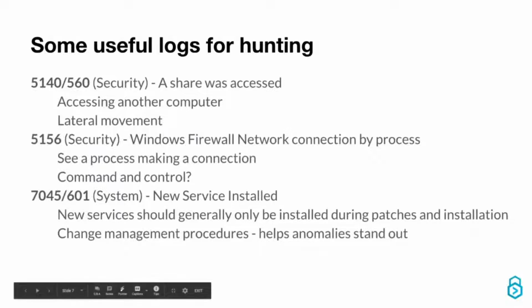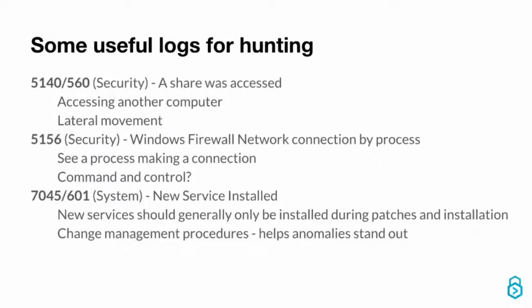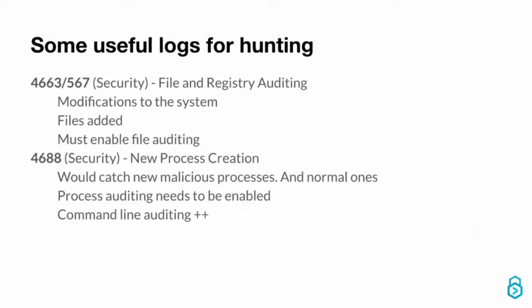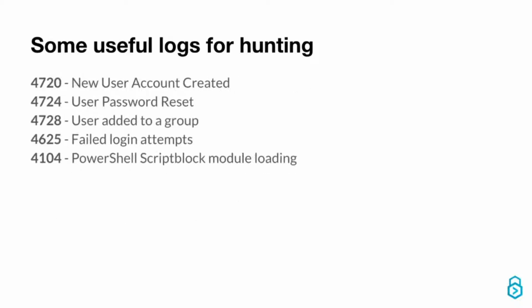7045, new service being installed. If you're installing things, you might see a bunch of those. If you're not installing anything, you really shouldn't see those. But if attackers install their own services, that theoretically would be logged. 4663 is file and registry auditing. So any modifications to those, any new files being created. You do have to enable file auditing for that. And back on the 4688, it's just the new process creation. I think we talked about that one already, but command line auditing, I don't know why I have that one in there twice, is a big deal with that one.